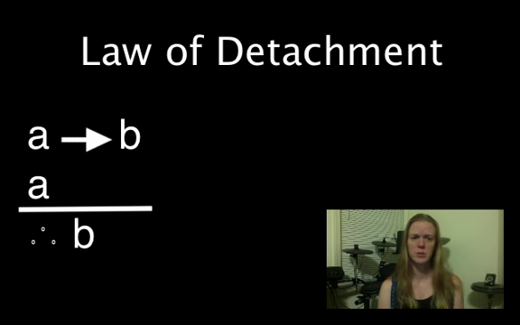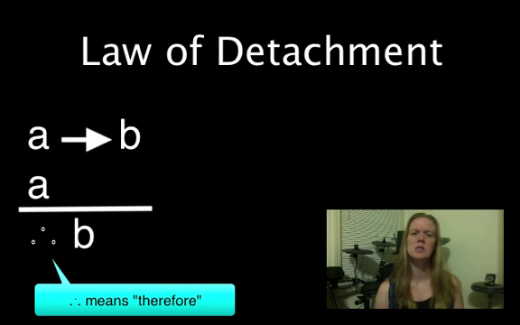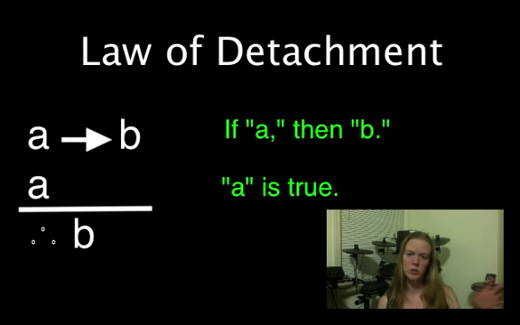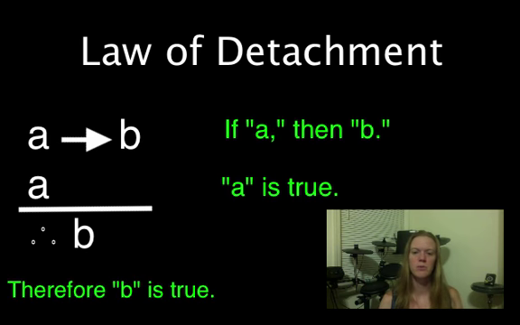This is what the law of detachment says symbolically. First we're going to start with a conditional statement, if A then B. We're going to assume that that's a true statement. The next thing we have is the assumption that the hypothesis is also true. So we have a true conditional and a true hypothesis, so we can make a conclusion based on that information. Our conclusion is, well, if A happened, then B is going to happen. So our conclusion would be, B must be true.